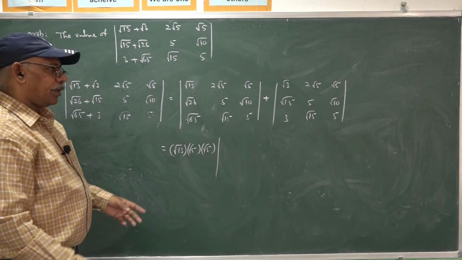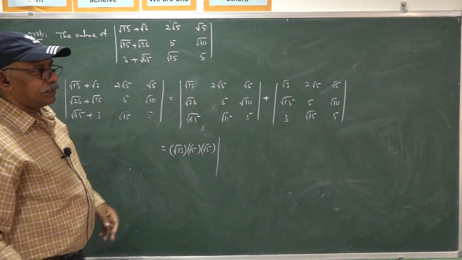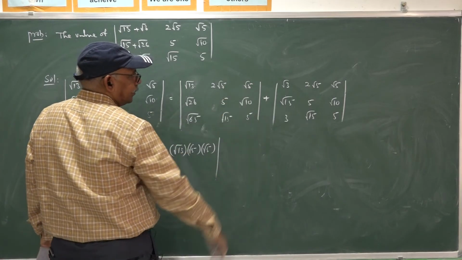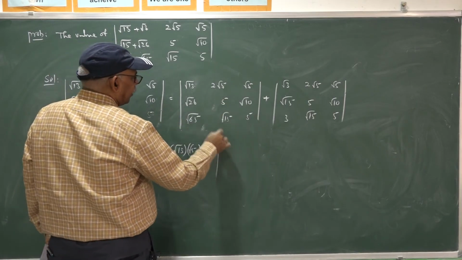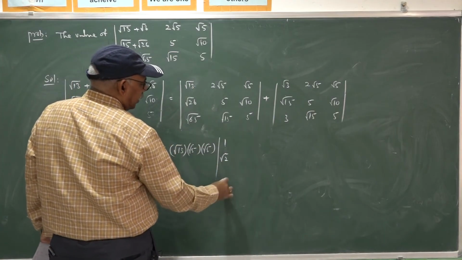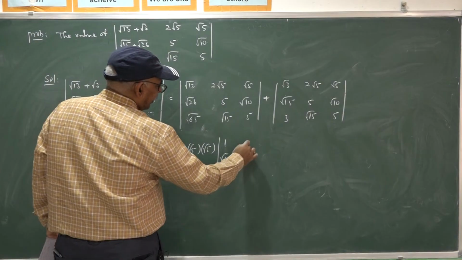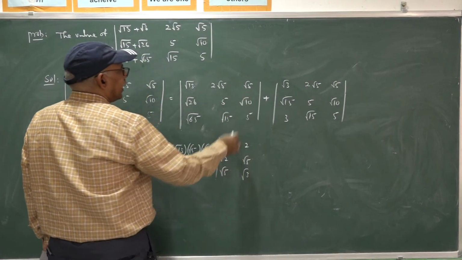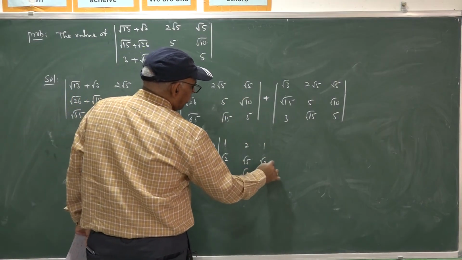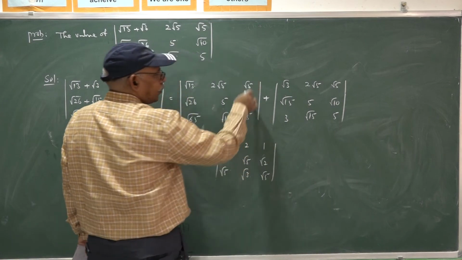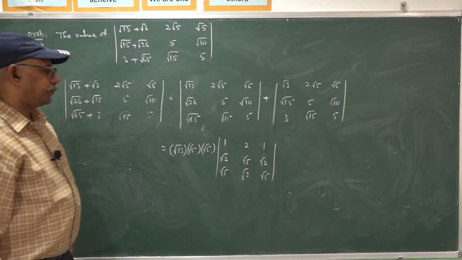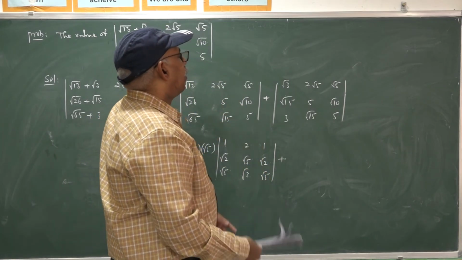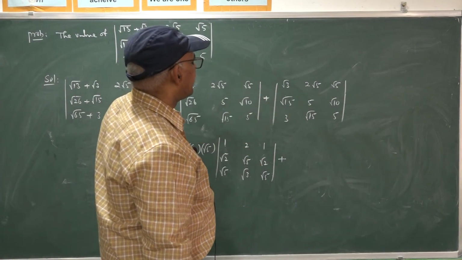Taking root 13 as common from C1, root 5 from C2, and root 5 from C3, we get 1 here, root 2 here, and root 5. Similarly, 2 here, root 5, and root 3. And here is 1, root 2, and root 5, because you are taking root 5 as common from the third column. Plus, similarly, try to take the common factors here.